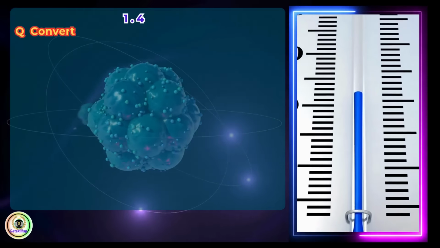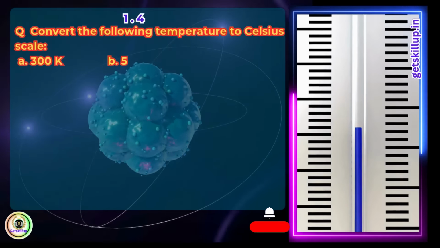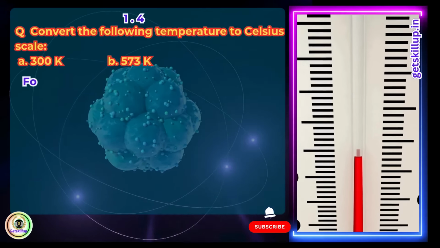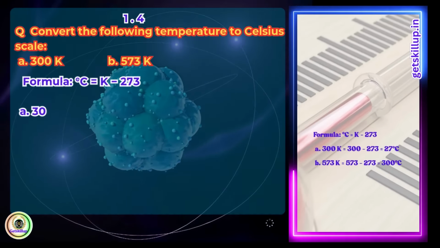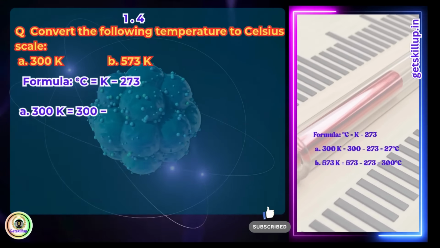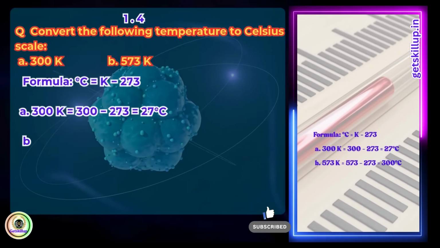Question 1. Convert the following temperature to Celsius scale. 300 K. Answer. Formula. Celsius equals Kelvin minus 273. 300 K equals 300 minus 273 equals 27 degrees Celsius.